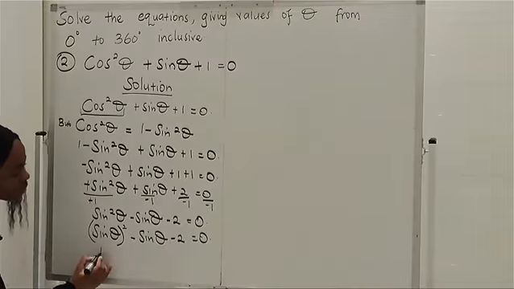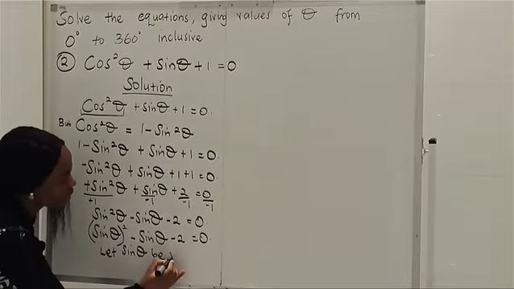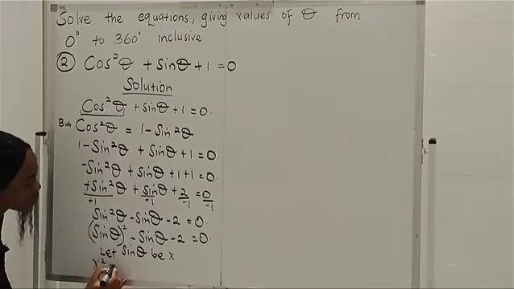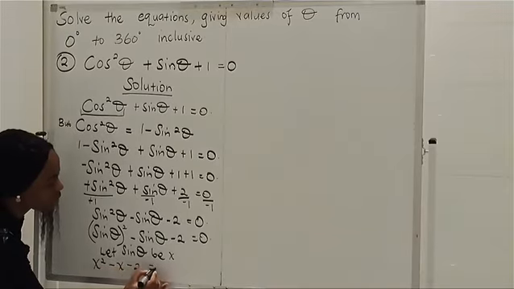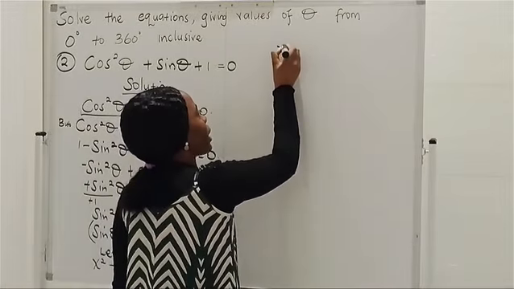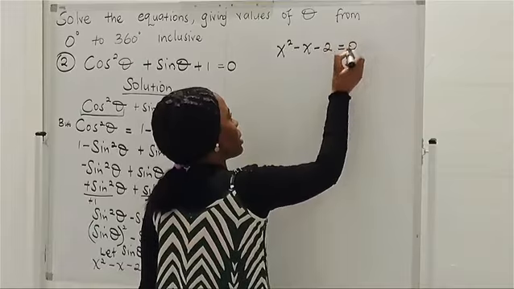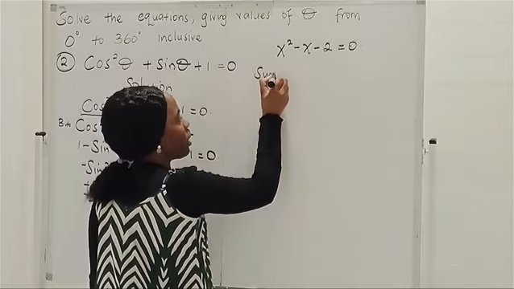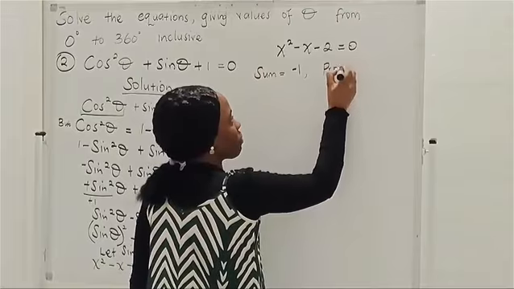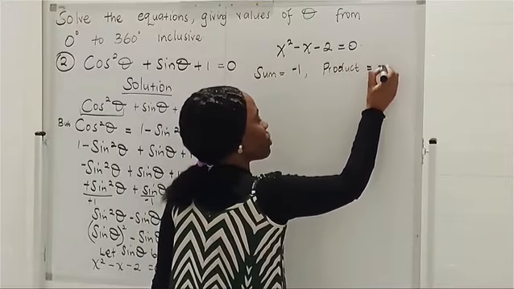Now you let sine theta be x. Now this is the same as having x squared minus x minus 2 is equal to 0. So let me rewrite it here. X squared minus x minus 2 is equal to 0. Now what is your sum? The sum is -1, and our product is 1 times -2, which is equal to -2.